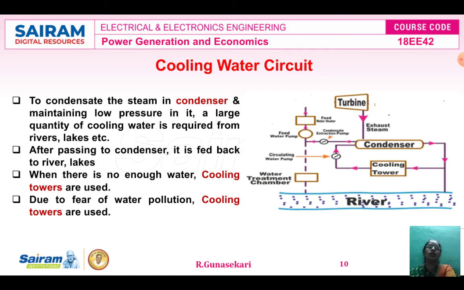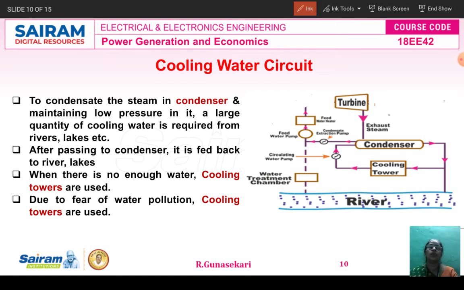Then next, the cooling water circuit. The cooling water circuit consists of the condenser and cooling tower. The exhaust steam from the turbine is condensed in the condenser. The condenser maintains low pressure only, that is less than atmospheric pressure. After passing through the condenser, the water is fed back to the river.